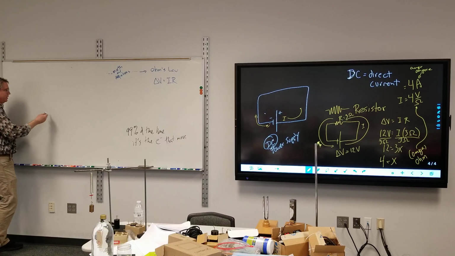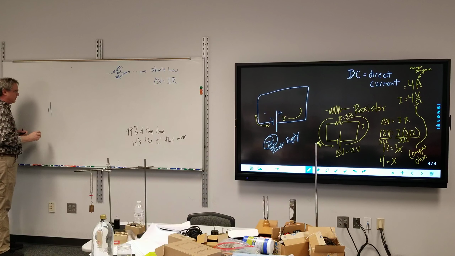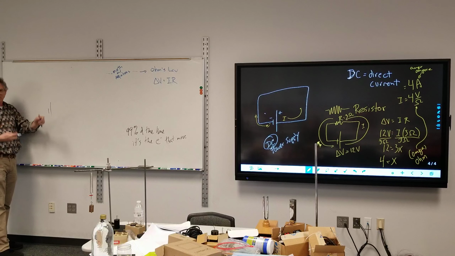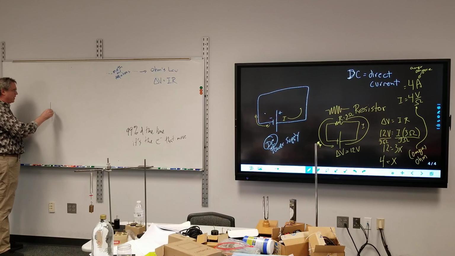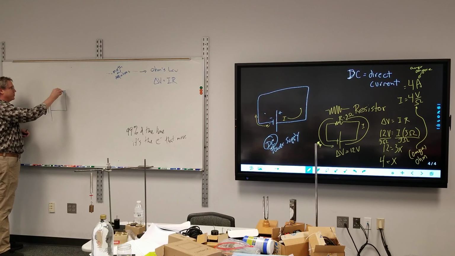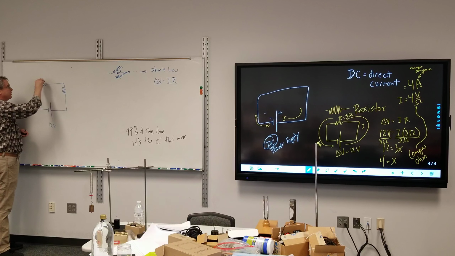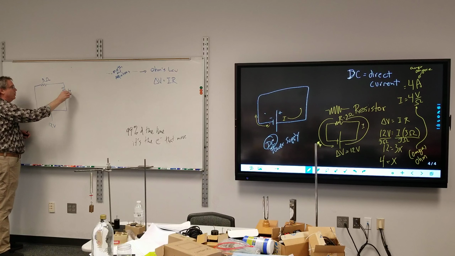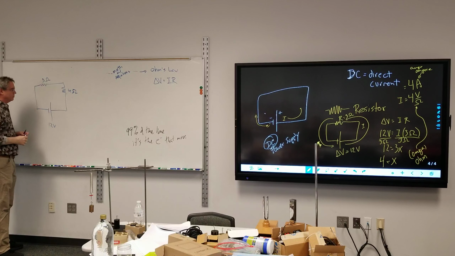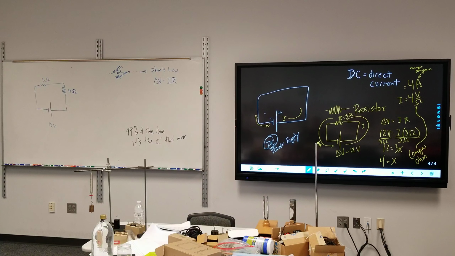So I set my circuit again. I got my power supply. It doesn't always have to sort of point in that direction. It's just the way my mind's working right now. I got a resistor right here, and I got a resistor right here. Make that 12 volts. Make this 3 ohms, and make that 4 ohms. The question is, what is the current now?